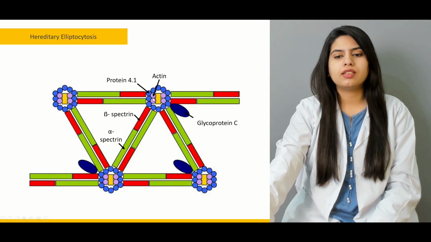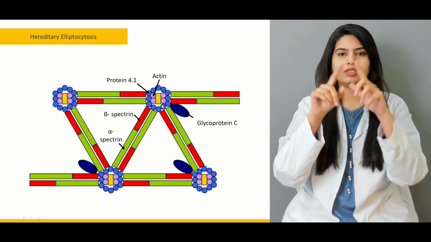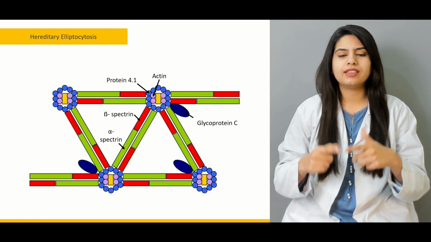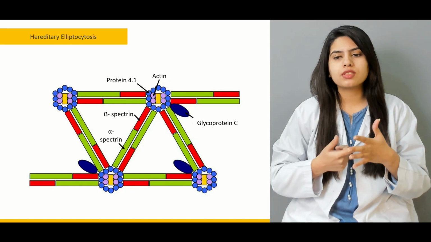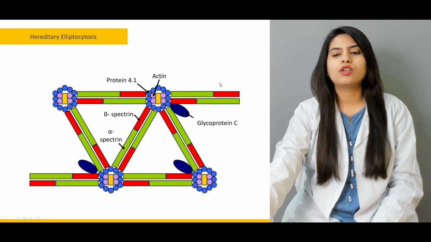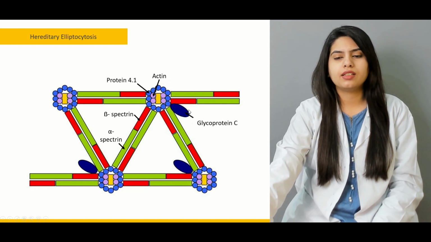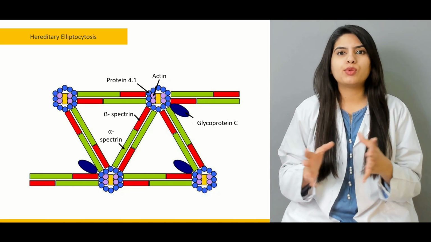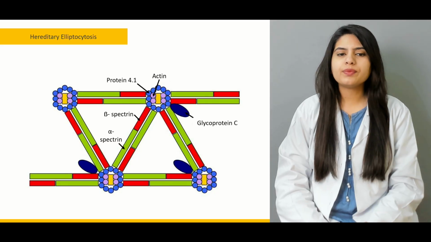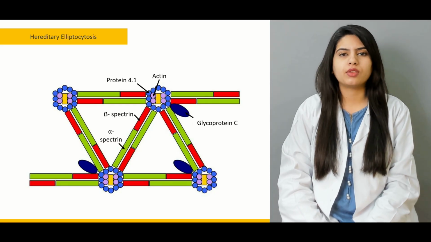There is actin and then protein 4.1 arranged in a circular fashion, and then the spectrin is responsible for cross-linking, and here the glycoprotein is attached at this point of the alpha spectrin. Now, there is a specific arrangement of all of these proteins in the cytoskeleton. What happens in elliptocytosis?